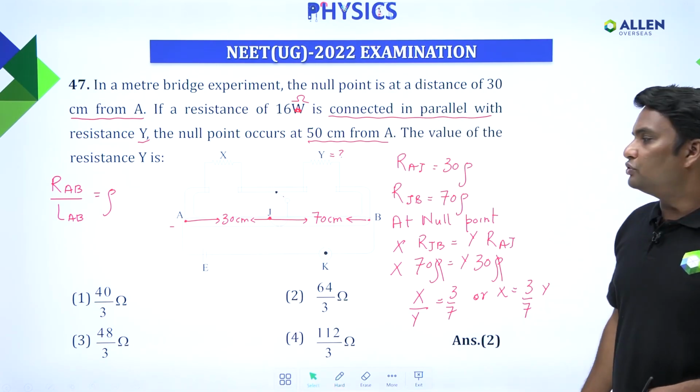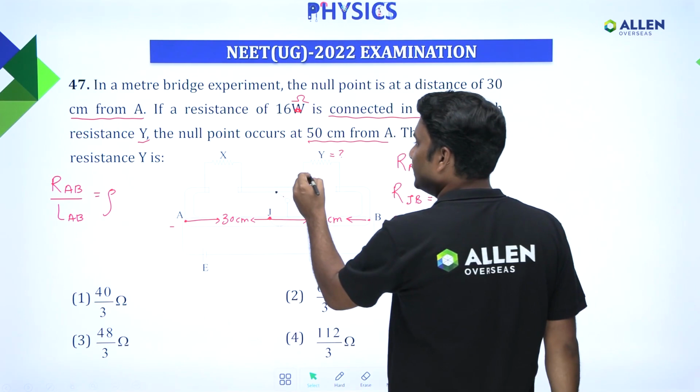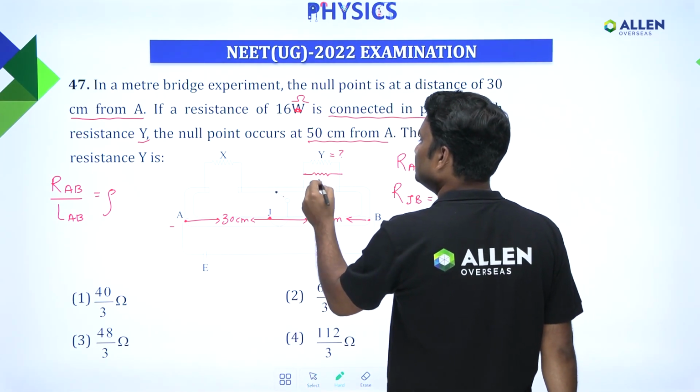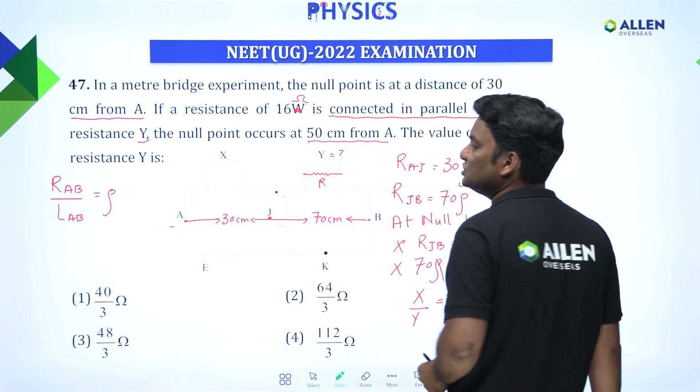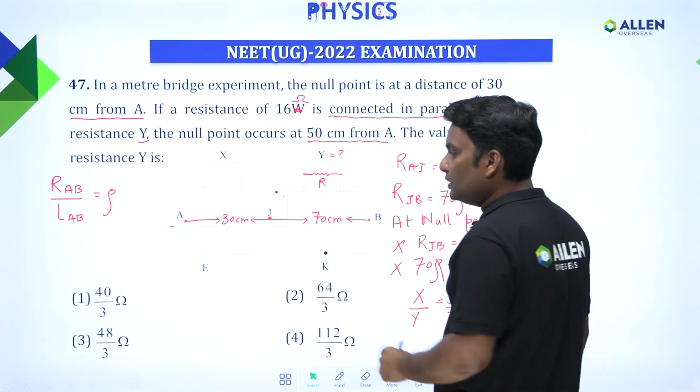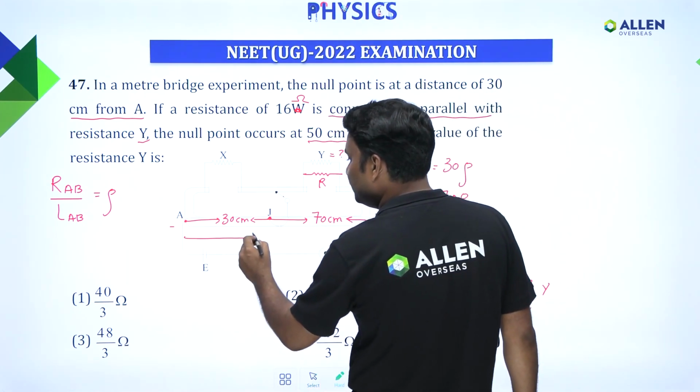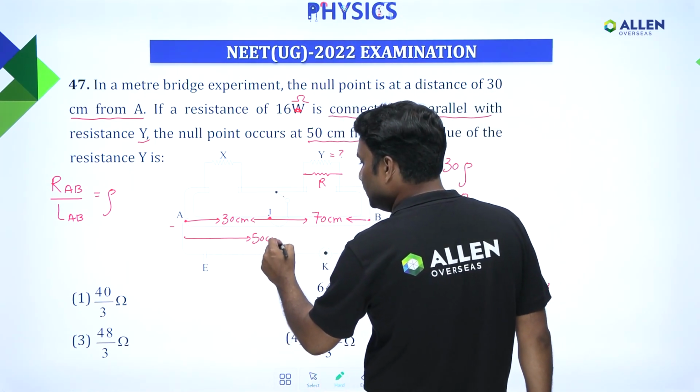Now the second part of the question says we have to connect a resistance R in parallel. And what's the value of R? 16 ohms. So in that case, the balancing point got shifted to 50 centimeter from A.